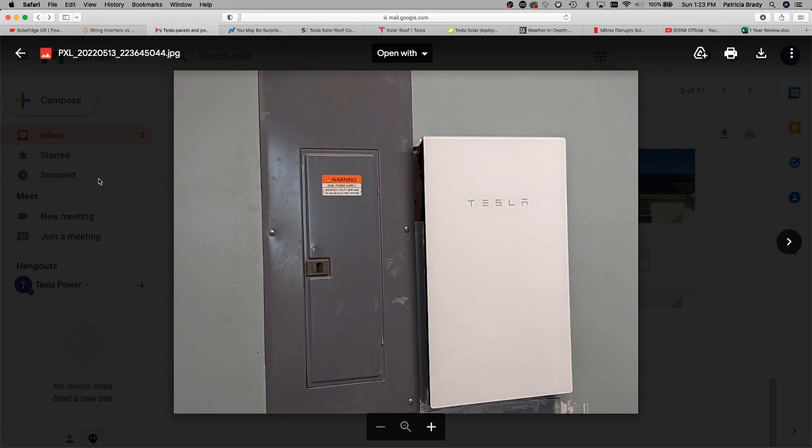And Rick followed up with some more photos. Let me get those up as well. This is closer to the end of the installation, so we can see a little bit more detail. This one here is a close-up of the breaker panel and the inverter. Now, this isn't the main panel. This is the sub-panel that ties the solar system into the rest of the house.